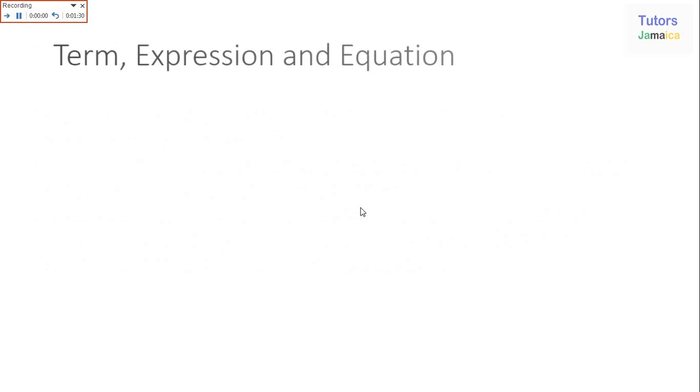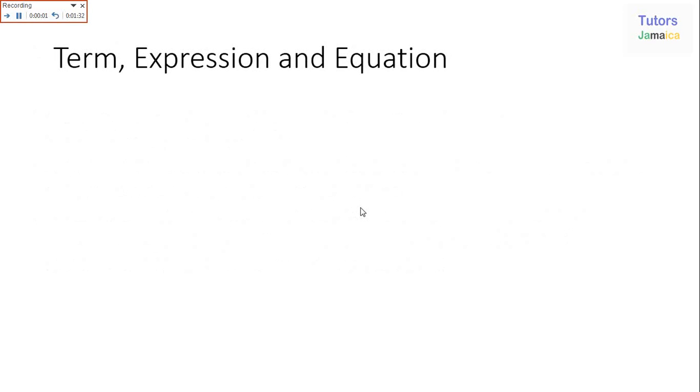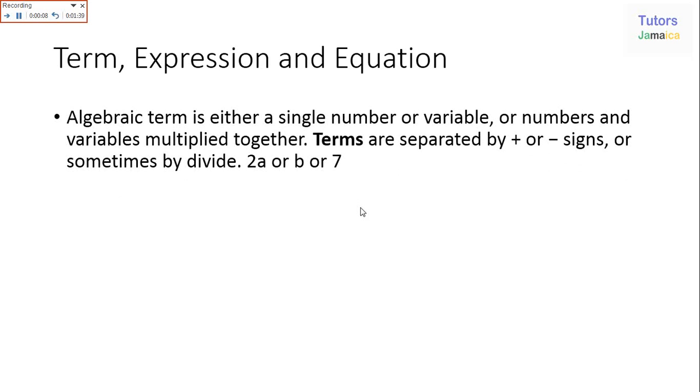So, in algebra you'll hear the terms expression, and equation. So, an algebraic term is either a single number or variable, or a number and variable multiplied together. Terms are separated by a plus or minus sign, or sometimes by divide. 2a or b or 7 are examples of terms.